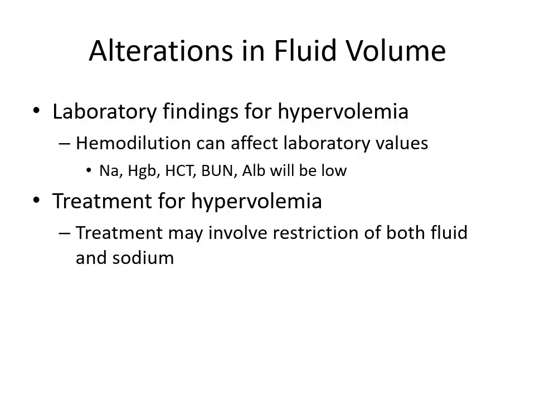So the laboratory findings for hypervolemia. We'll see hemodilution. So again, we're going to see a decrease in sodium, hemoglobin, hematocrit, BUN, and albumin. And the treatment for hypervolemia involves the restriction of both fluids and sodium.